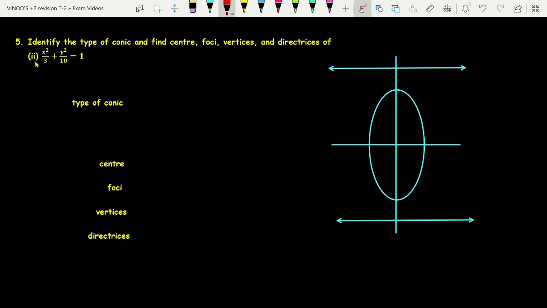So exercise 5.2, problem number 5, second subdivision. Identify the type of conic and find the center, foci, vertices and directrices of the ellipse x square by 3 plus y square by 10 is equal to 1. Because it is plus, you can declare that it is an ellipse equation. What type of ellipse is it? Since y square denominator is greater, it is a vertical ellipse.